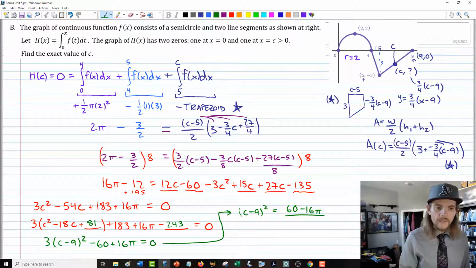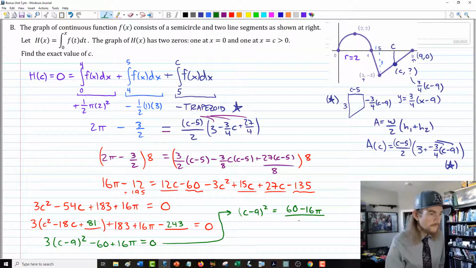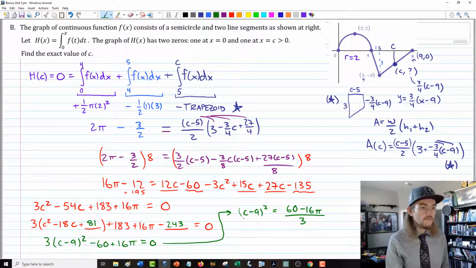That is positive, by the way. 16 pi is 48-ish, a little bit more than 48, maybe 50. All divided by 3. And then we're going to square root both sides. And we're going to get that c is equal to 9 plus or minus, and this whole square root thing.